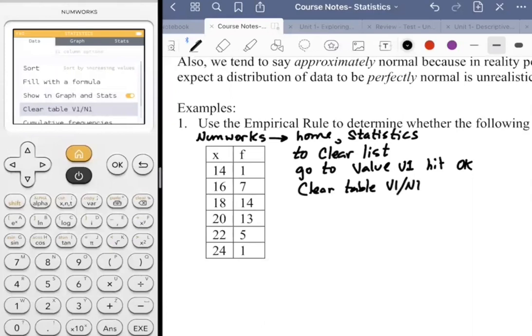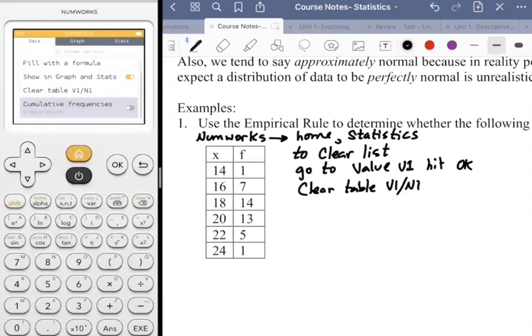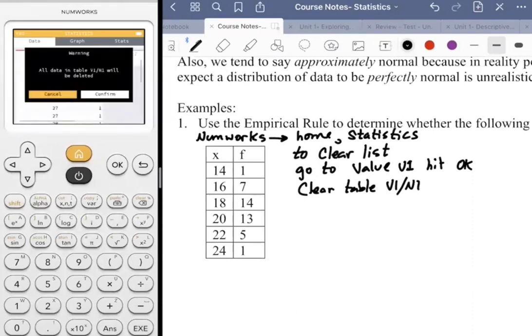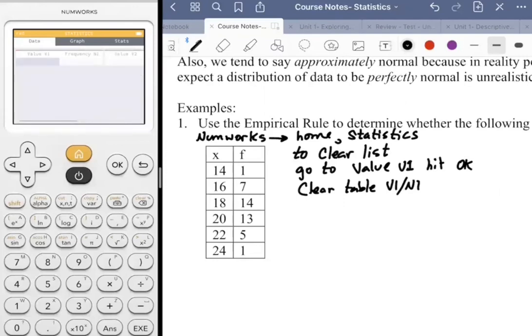All right, and I'll explain what the N1 part of it means in a second. But in this list, you can see that it also gives you an option to display a column for cumulative frequencies if that ends up being an issue. But I just want to clear this table. It'll ask me, do I really want to do it? Some other calculators don't do that, and you're searching for the undo button. This one's asking you, do you really want to delete the stuff that's in the list? Yes, I do. So it's gone.